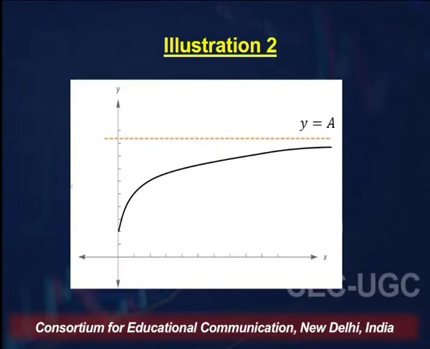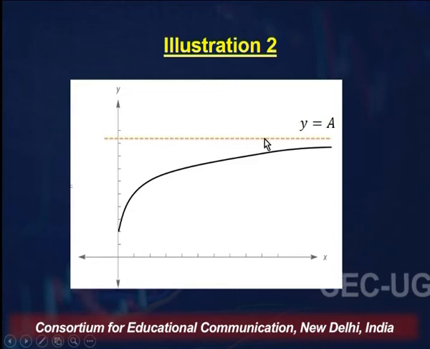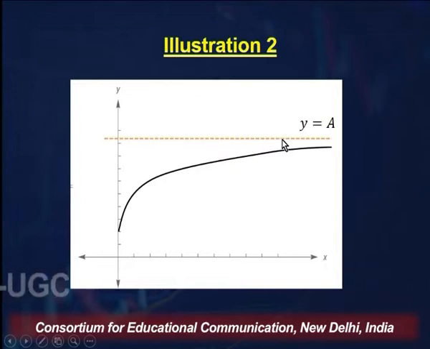Let's now look at the second illustration. The graph here is given in black, the graph of our function. And here you can see that we have this horizontal line. Because it's a horizontal line, it's going to be specified by the y coordinate, so we're calling it y equal to some constant a. This horizontal line qualifies as a horizontal asymptote, and here again you can see that the distance is becoming smaller and smaller. It's tending to 0 as x tends to infinity. Okay, so what is happening here?